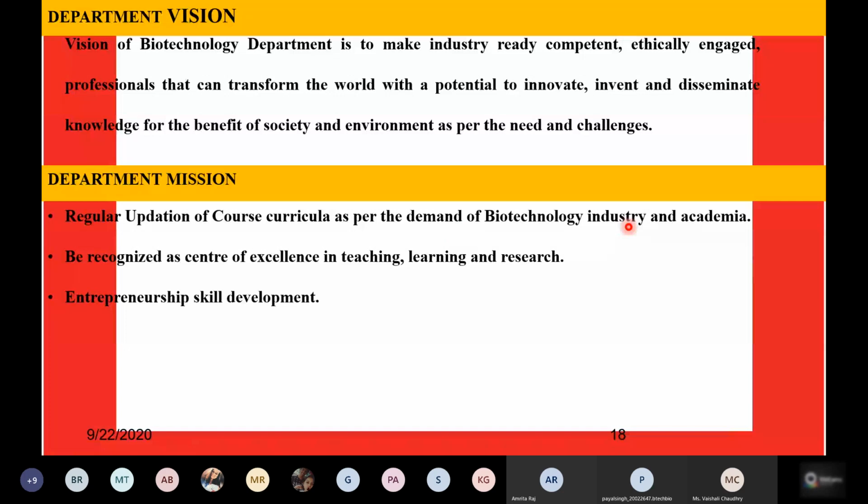So our B.Tech course curriculum is completely updated as per the directions of the AICTE and as per the feedback of stakeholders. Also, the department mission is to be recognized as a Center of Excellence in Teaching, Learning and Research and Entrepreneurs. So you can see the keywords: teaching, learning, research, entrepreneur skill development. This is the mission of the department. Moving ahead.